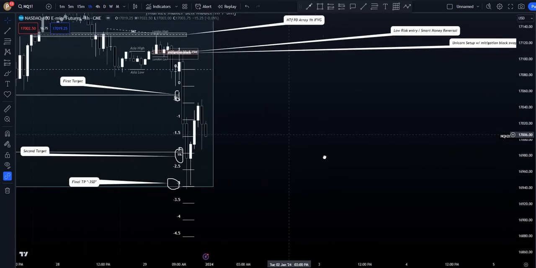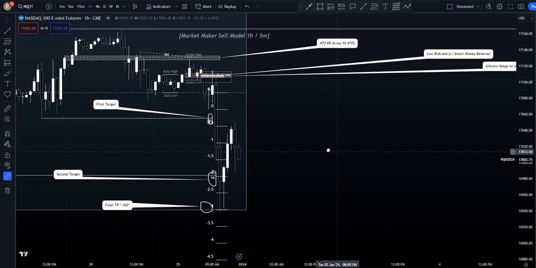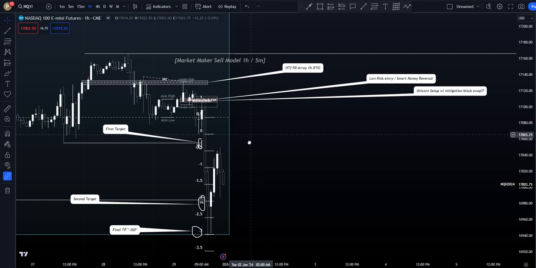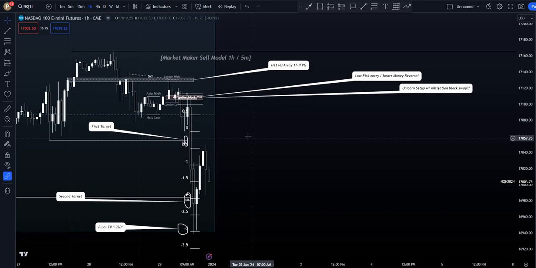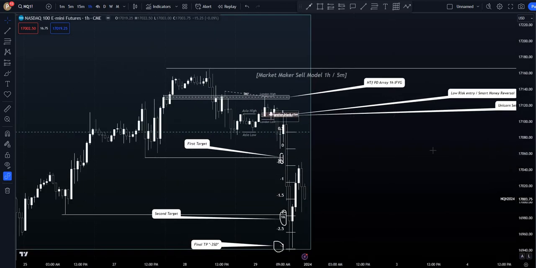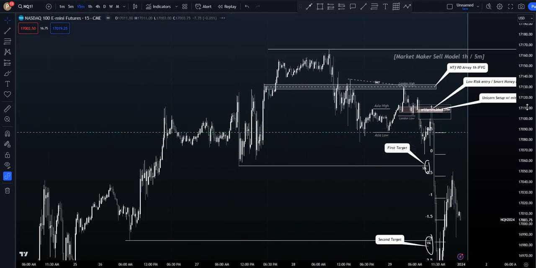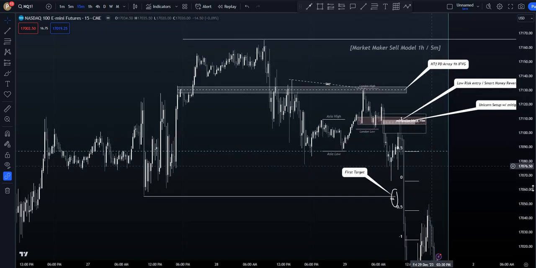It's December 29th, 2023. Today we had a market maker sell model on the 1 hour / 5 minute time frame. But let's see what happened today. Today, on the 15-minute time frame, this is where predominantly we're trying to find our setup.